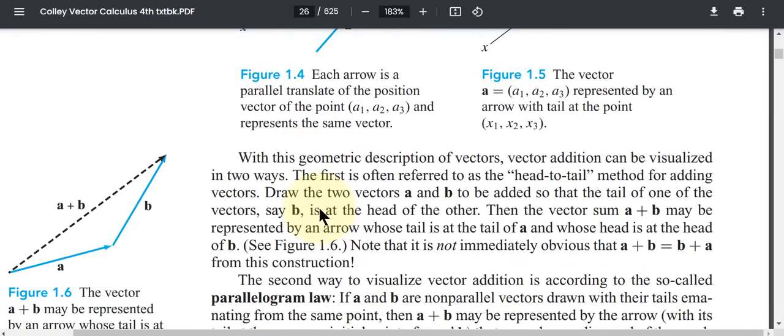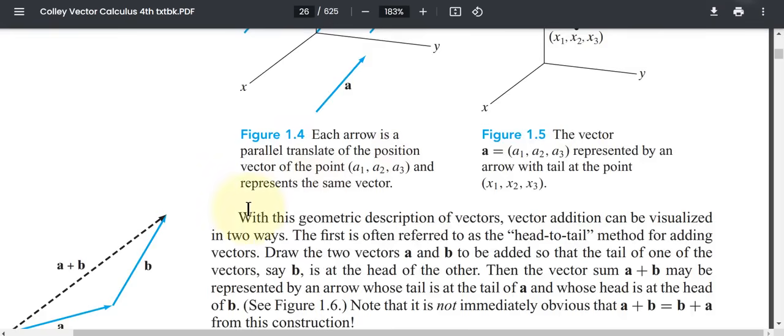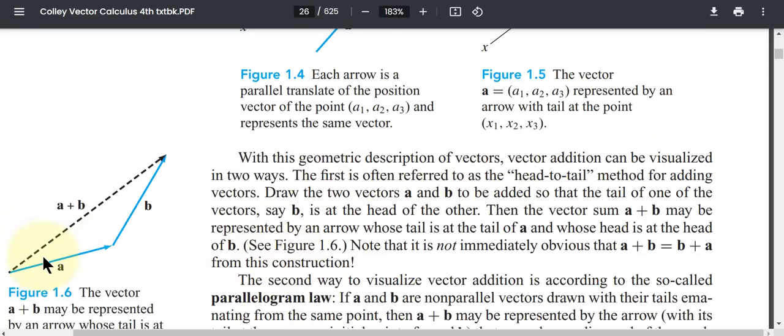Now remember that we had talked about adding two vectors. So what does it mean geometrically when we add two vectors? That's what we might want to think about. She says, with this geometric description of vectors, vector addition can be visualized in two ways. The first one is called the head-to-tail method for adding vectors. So here's a vector A and a vector B.